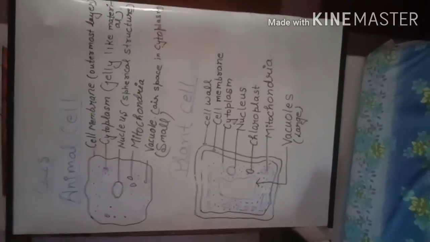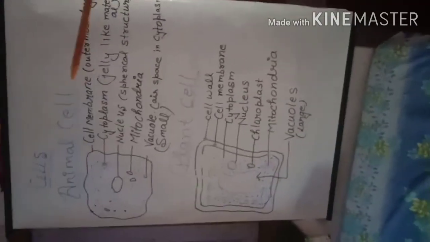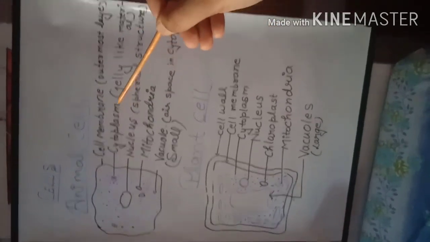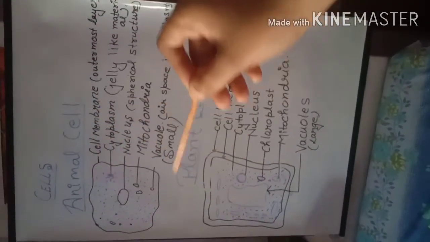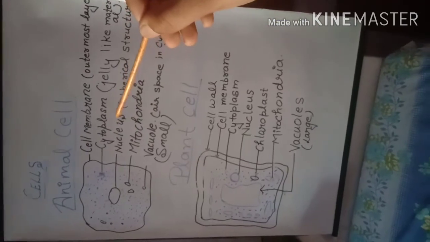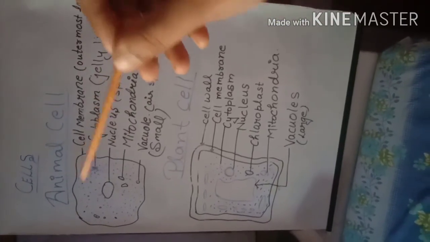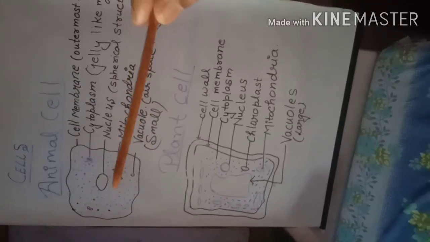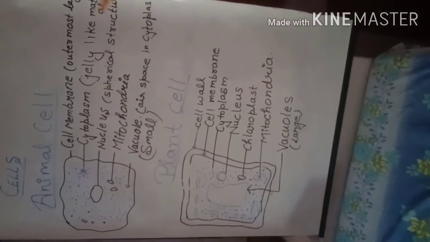Let's do a revision about the plant cell and animal cell. Here I have drawn two diagrams, the plant cell and the animal cell. The first diagram is of the animal cell. The first part is the cell membrane, the outermost layer of the cell. Then cytoplasm, the jelly-like material filled inside the cell membrane. Nucleus controls the functions of the cell, and is spherical in structure.